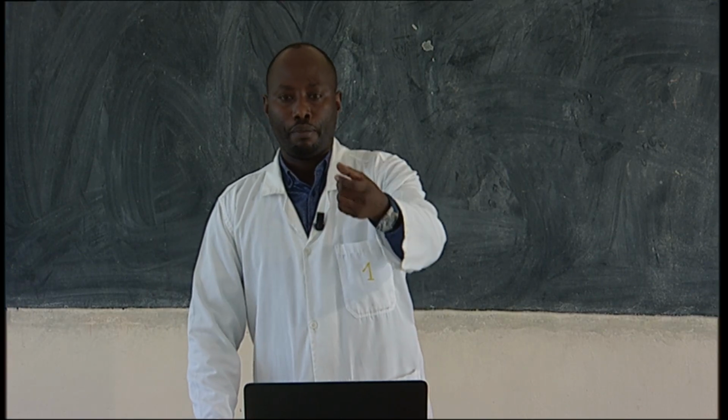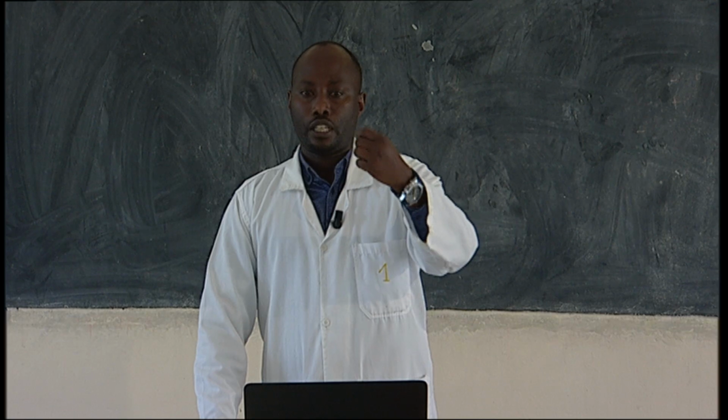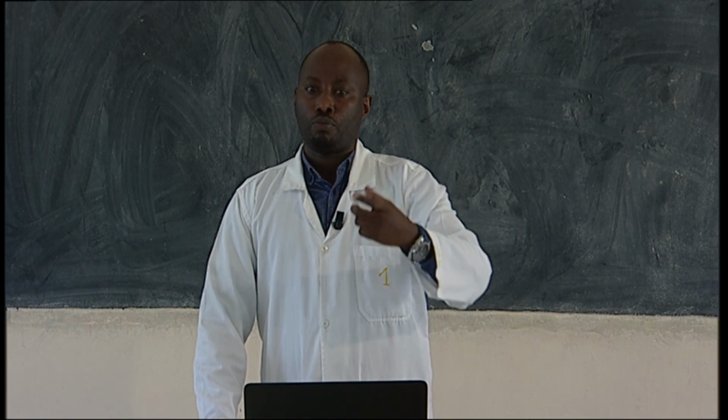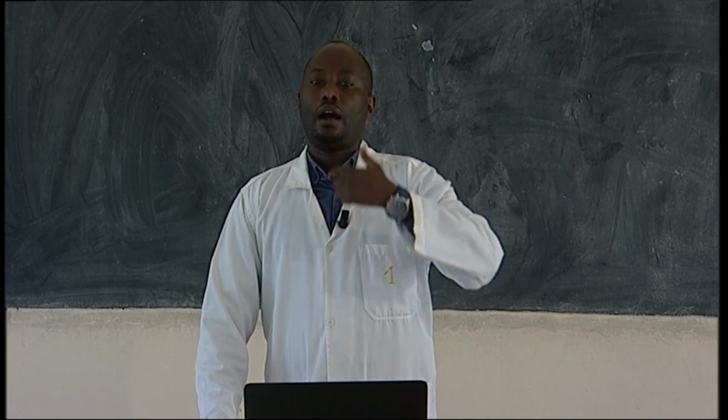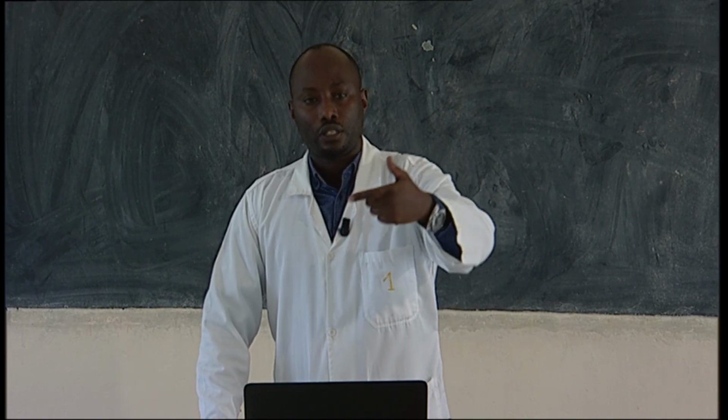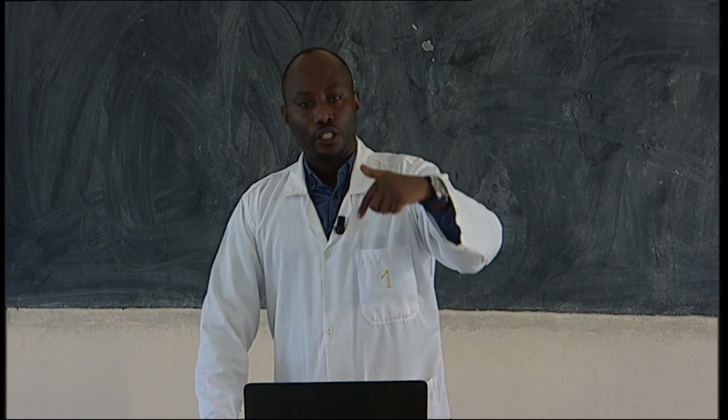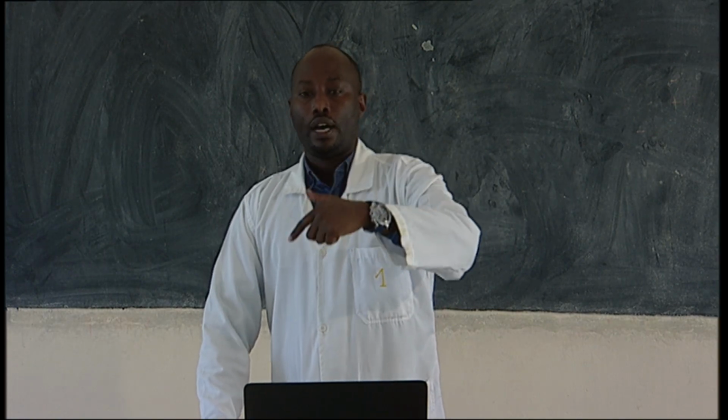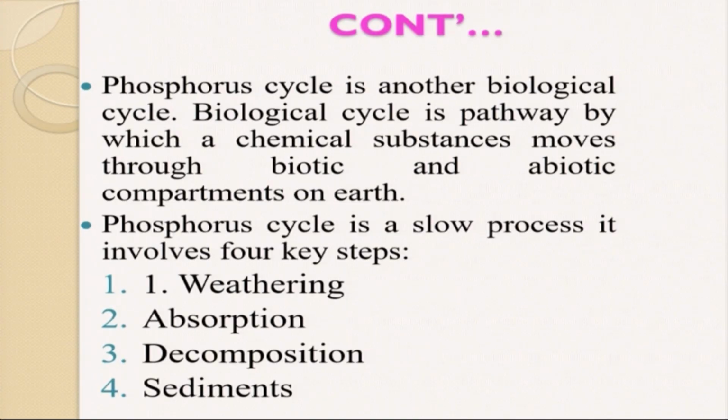We have very many things which possess life. Take an example, humans. Take an example, animals. Most animals and birds are biotic factors. So the passing of phosphorus from living things to non-living things is referred to as a biological cycle. That is, the passing of substances through biotic and abiotic compartments on the earth is referred to as a biological cycle.